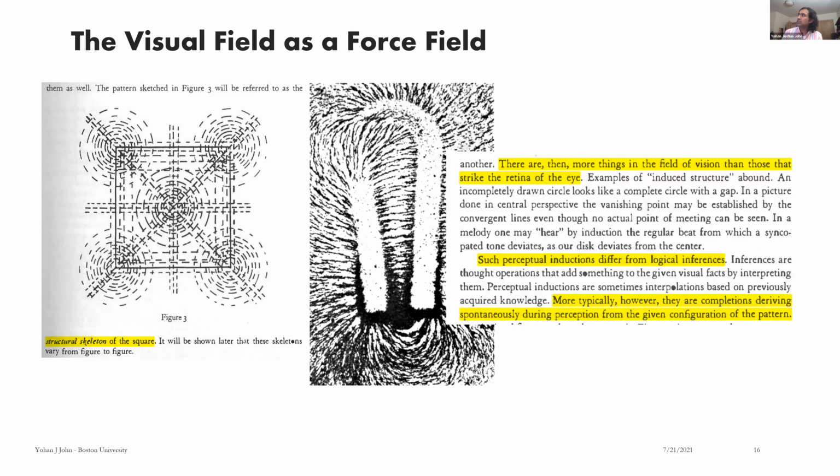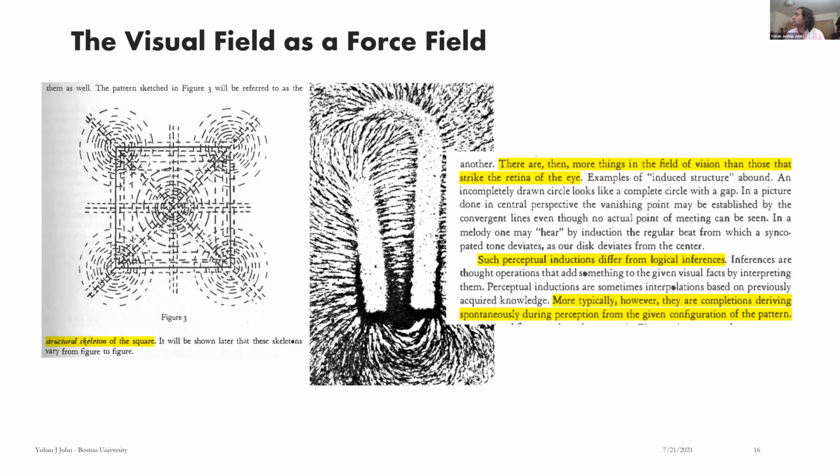Such perceptual inductions differ from logical inferences. I think this word induction is quite handy, because if you look at how Steve models it, there is no connotation of inference as like Sherlock Holmes inferring who did it, that kind of thing. The word inference comes loaded with all these symbolic meanings of like working on evidence and things like that. So even though people are now attributing inference to low-level neural processes, induction might be a better word.